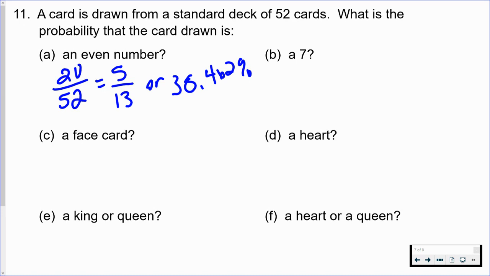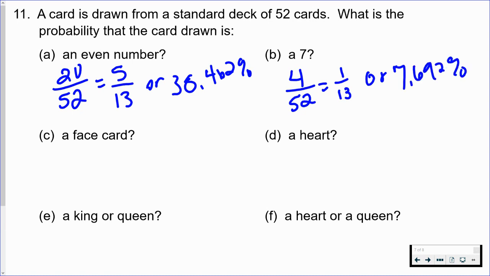What's the probability that it is a 7? Well, how many 7s do we have? There's 1 7 in each suit, and there's 4 suits. So that's 4 different 7s within the deck of cards, and there are 52 cards. If we reduce that, that's 1 over 13 as the probability, or let's find that as a decimal, 7.692%. We move over 2 places.